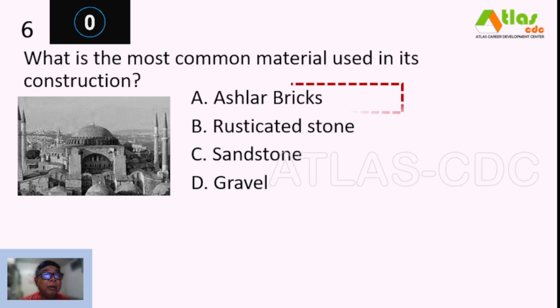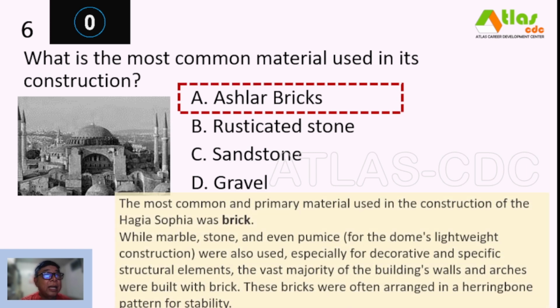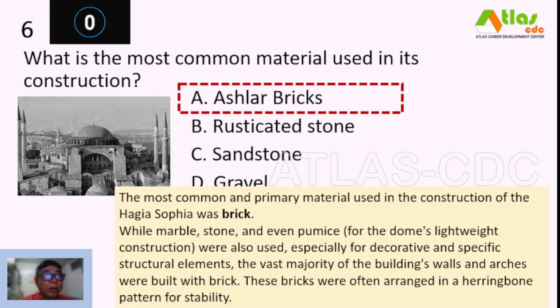And our correct answer is letter A, ashlar bricks. So the most common and primary material used in the construction of the Hagia Sophia was brick. While marble, stone, and even pumice for the dome's lightweight construction were also used, especially for decorative and specific structural elements, the vast majority of the building's walls and arches were built with brick. These bricks were often arranged in a herringbone pattern for stability.